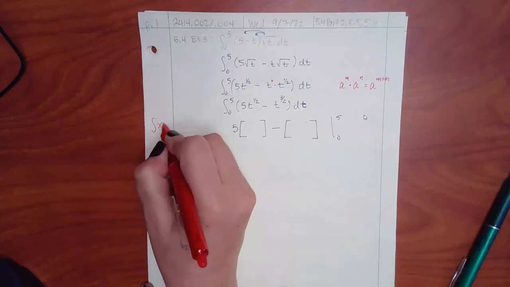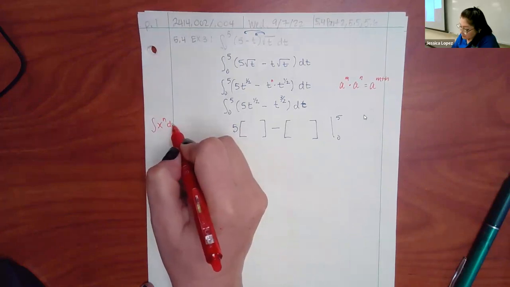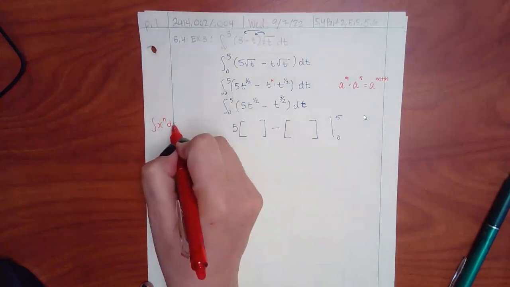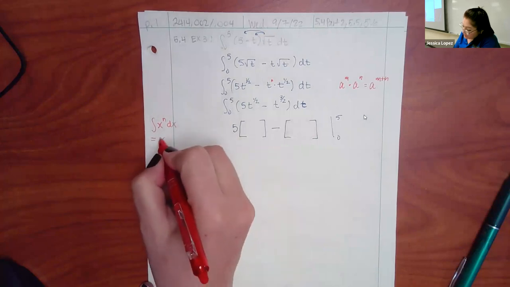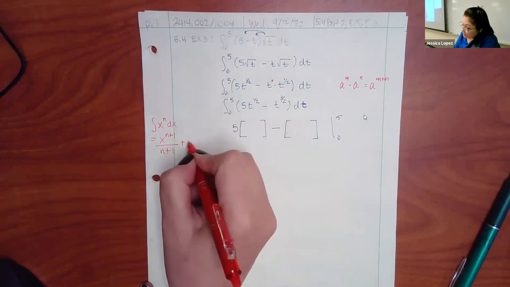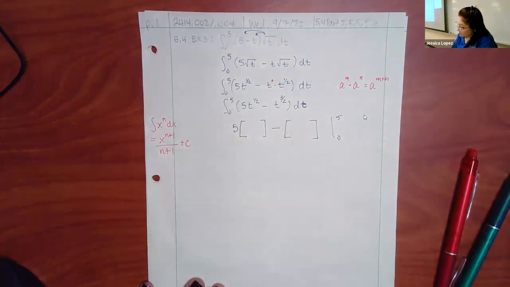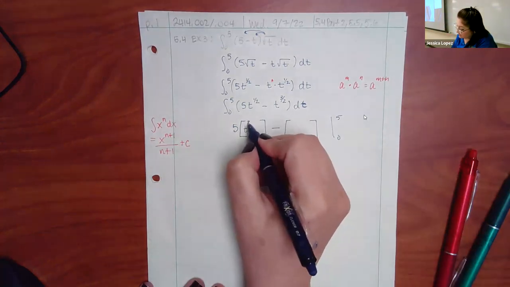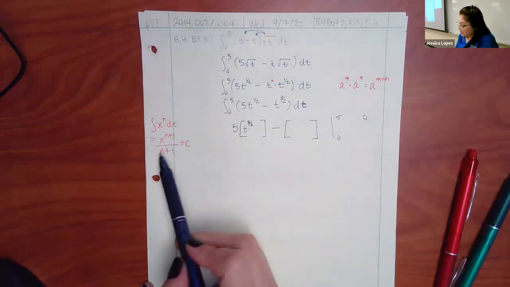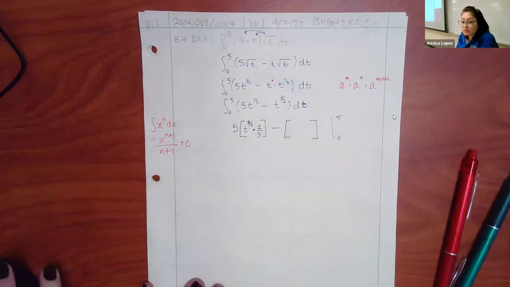Two over three t to the 3/2. Say it again. 2/3 t to the 3/2. Yes, that's right. Because this rule says we're going to add one to the exponent, right? And then divide by the new exponent. And if you're dividing by a fraction, that's the same as multiplying by the reciprocal, right? So we do get t to the 3/2, since 1/2 plus 1 is 3/2. And then we would divide by 3/2, but that's the same as multiplying by 2/3.